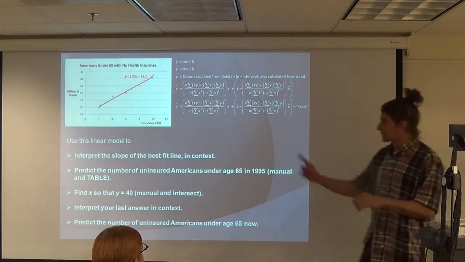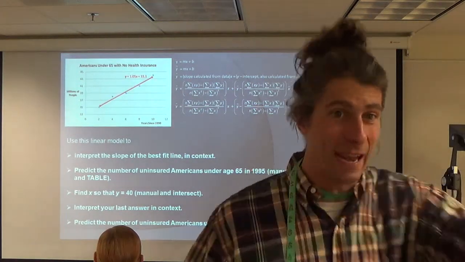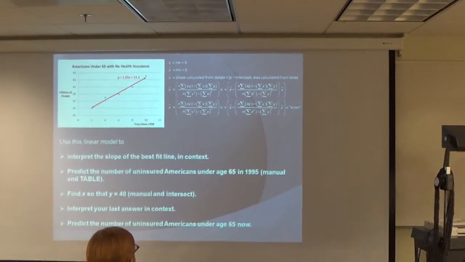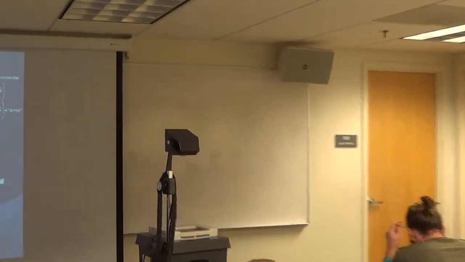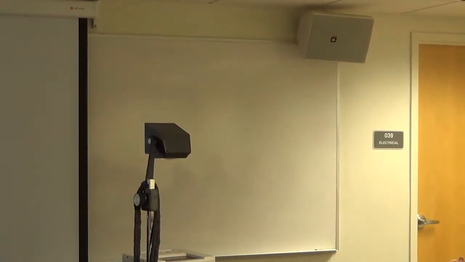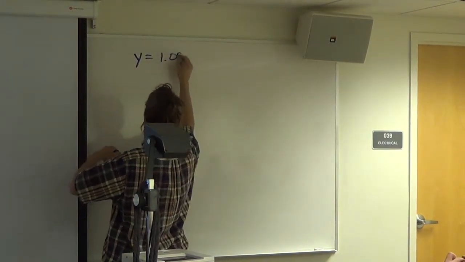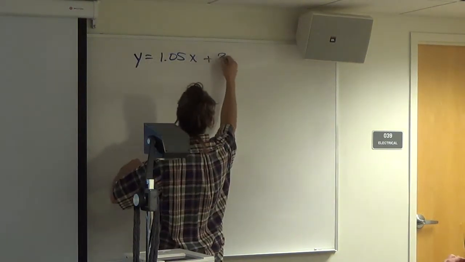So what I'm going to do is slide the camera off to the side of the board. We're going to do it by hand first. Then we'll go back and figure out how to solve it with the TI, of course, because I like using both. Good. All right. So we got the same model from before, which is defined over there. Y equals 1.05x plus 33.1.